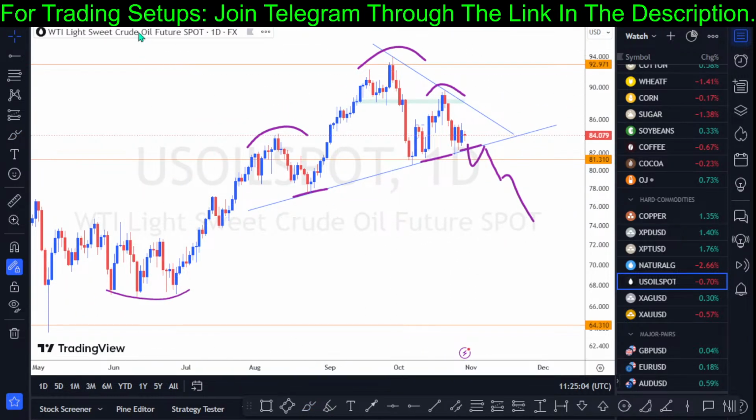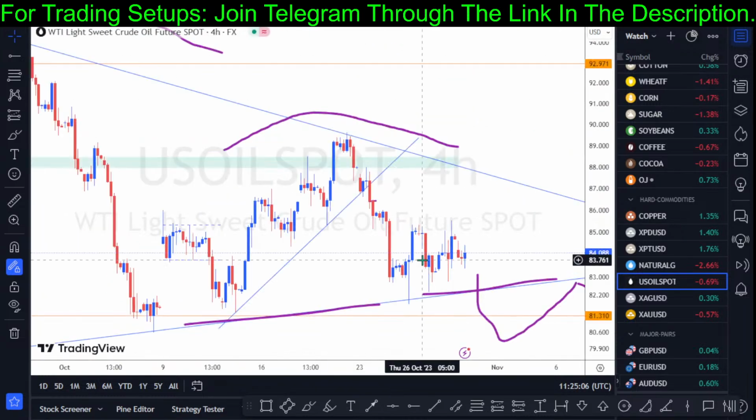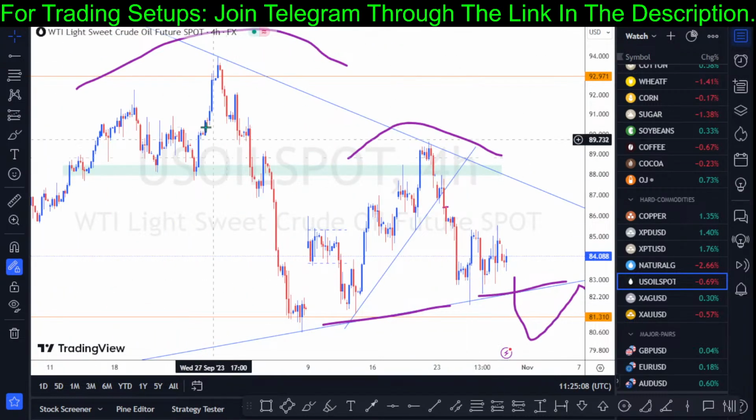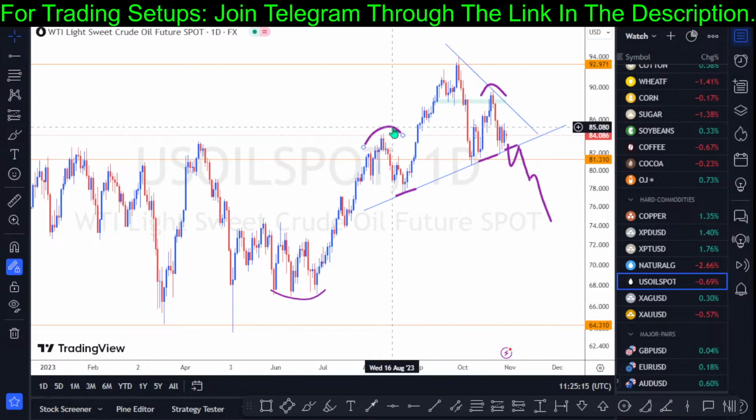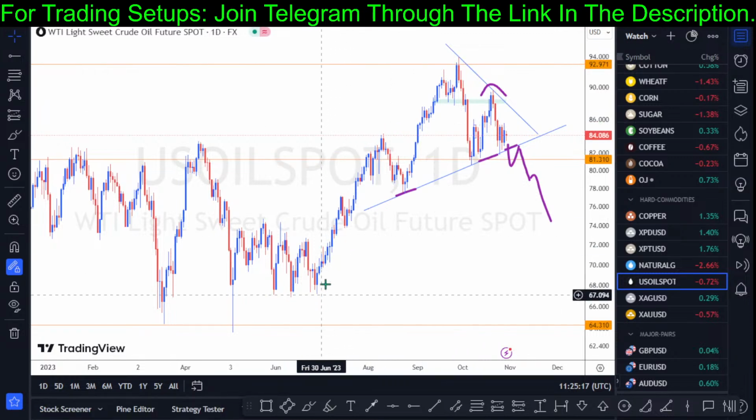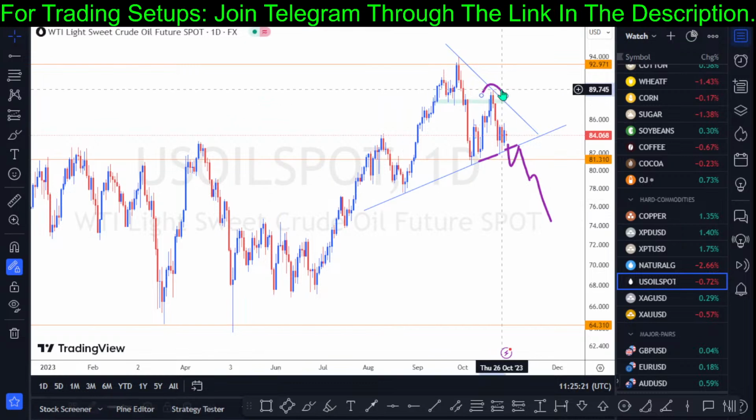So guys, based on the 4-hour chart, let's see how price will react to this level right there. So let's just clean off all these drawings from the day chart. Let's clean that out on the day chart.